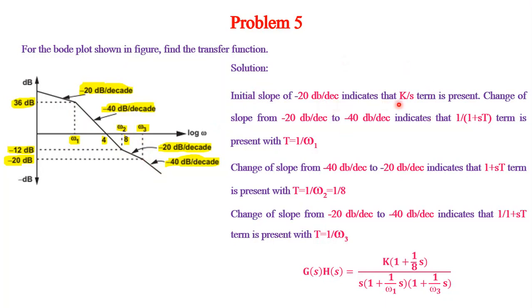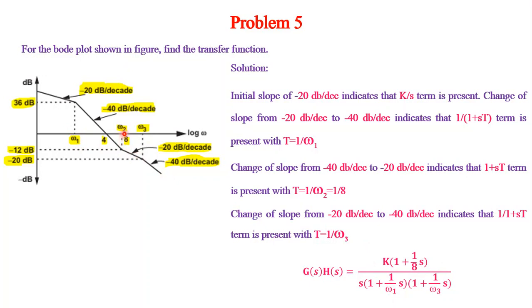The initial slope indicates this, and the change of slope indicates 1 by 1 plus st, all that. Whatever I have explained, I have written in black and white. Therefore k by s, as I have said, and this is 1 plus st. What is the t? It is 1 by omega n, which I have written as 1 by omega 1. And this is the 1 plus st term, the effect from 8, after 8.